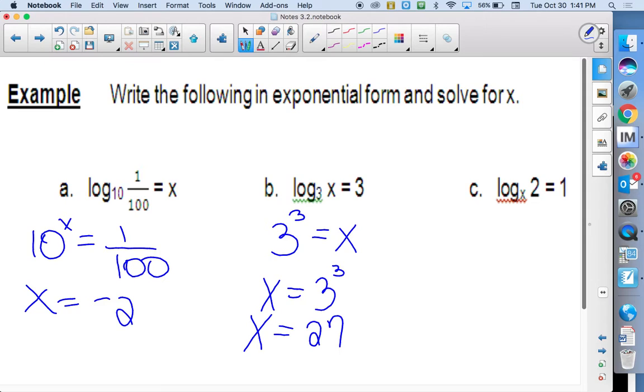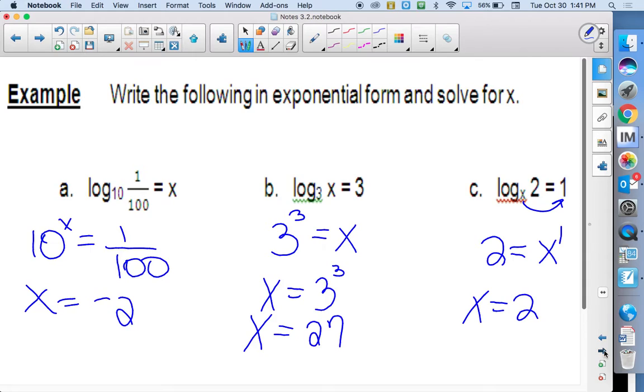All right, the last one, Alice. Log base x of 2 equals 1. So it would be x to the 1 equals 2. Okay. Yeah, so x equals 2. Questions?